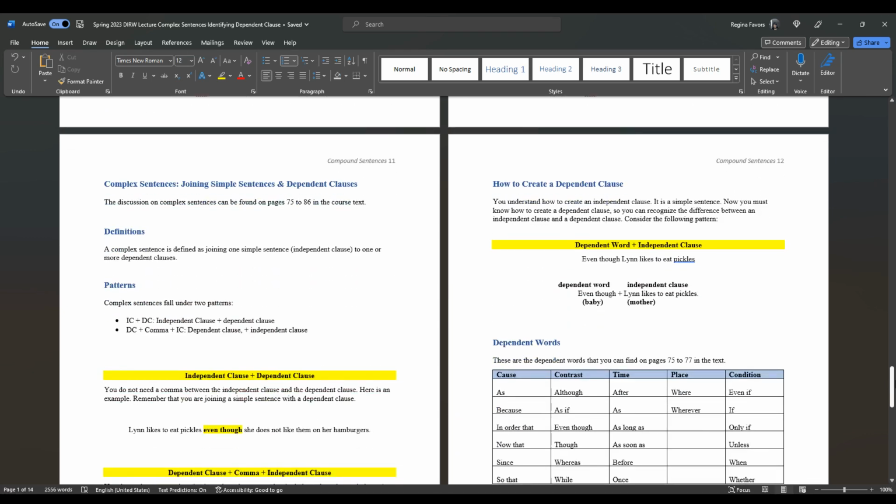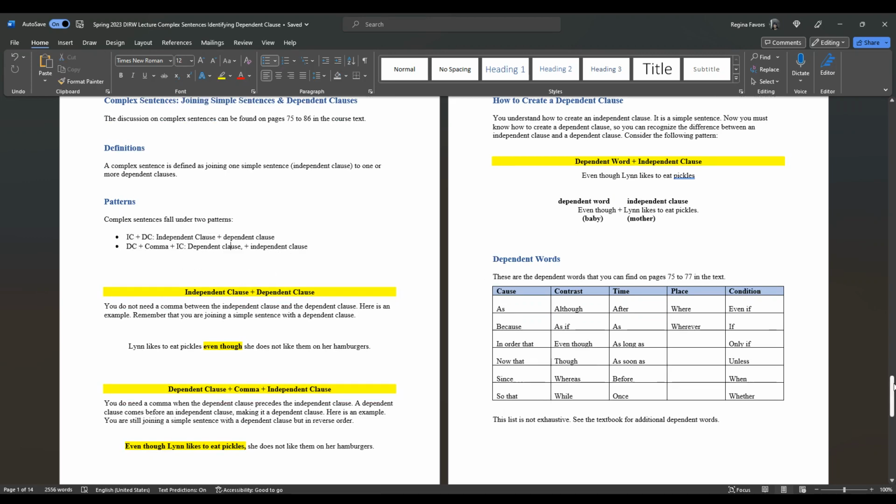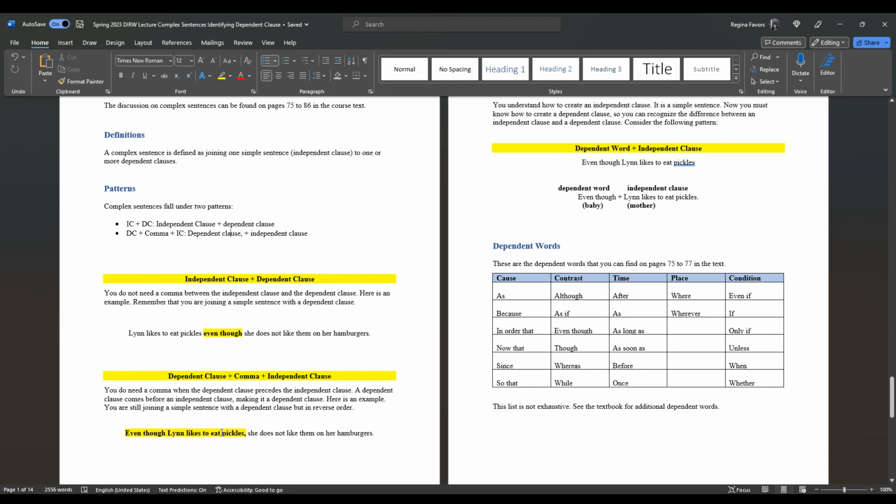And then joining sentences for complex sentences with dependent clauses, and this can be found on pages 75 to 86. And so we understand the dynamic of ICDC, right? Independent clause plus dependent clause. And then DC, comma, IC, dependent clause plus independent clause, right? All right. And so then, even though can be placed in different ways, but if it's within the middle of the sentence, you don't need a comma before or after.